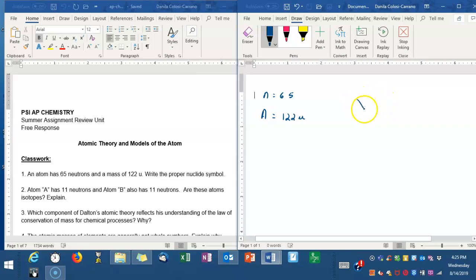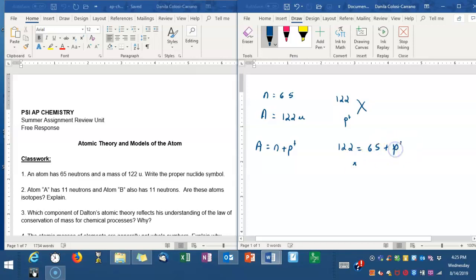So, it would be some letter that we have to discover, right? 122 goes on top, and 65 is the number of neutrons. So here you should put the number of protons instead. Now you should remember that A is equal to the sum of the neutrons and protons. Therefore, by substituting our numbers, we have 122 equal to 65 plus X. Therefore, your number of protons, right?